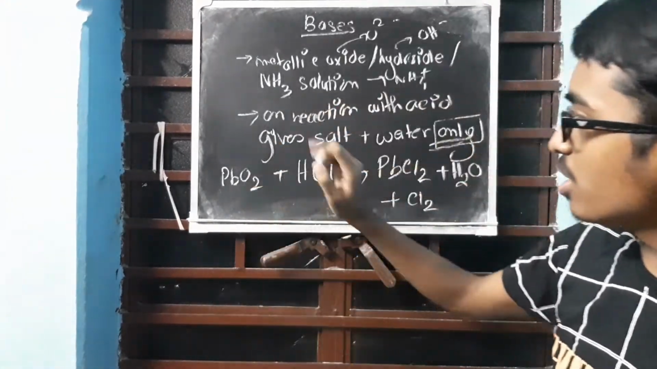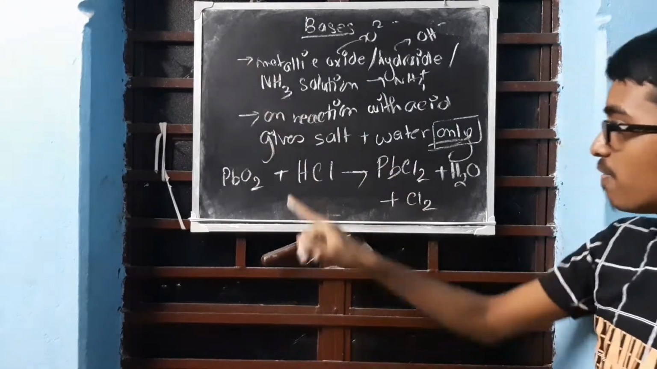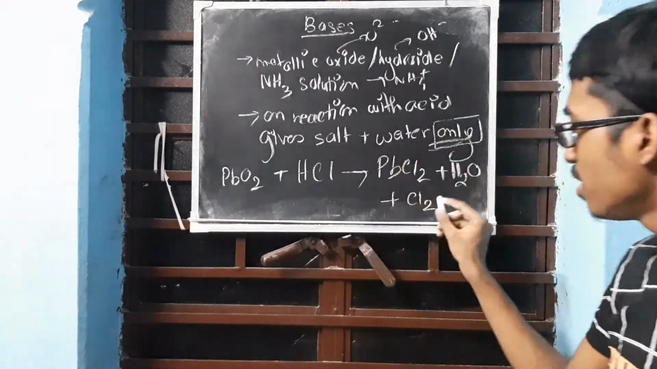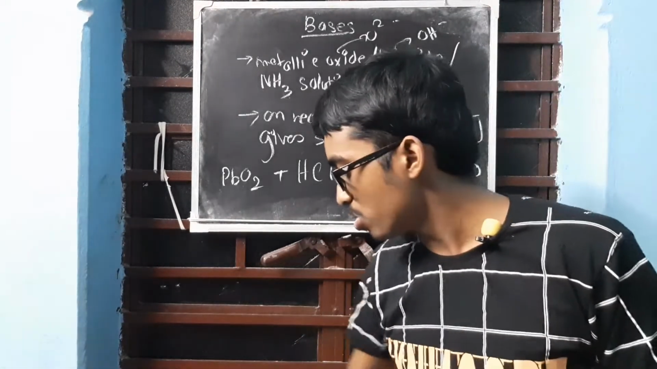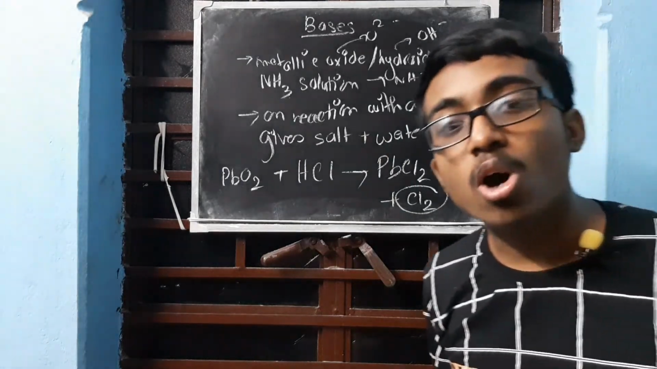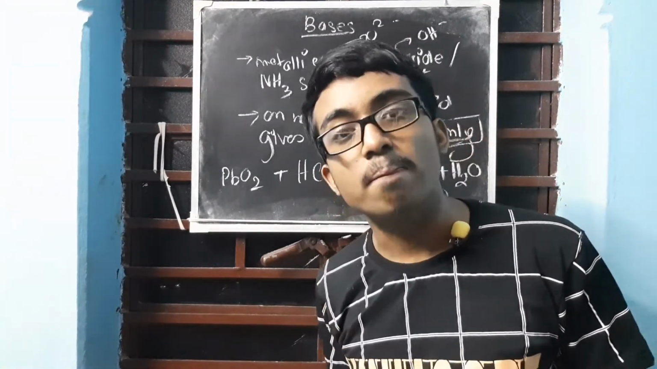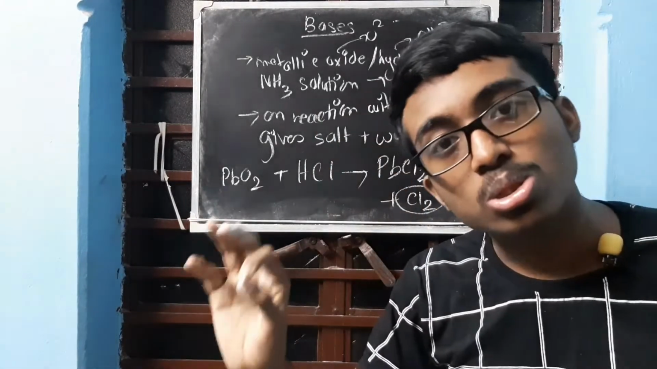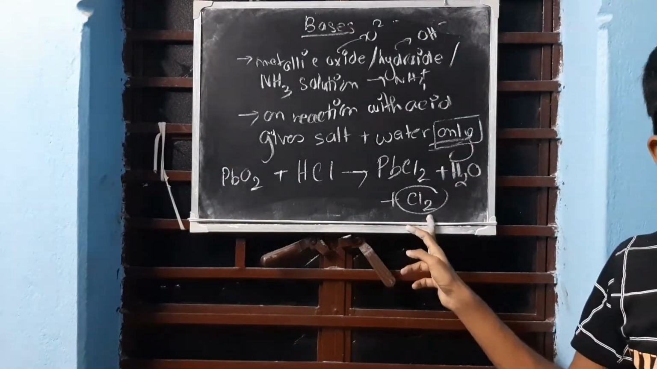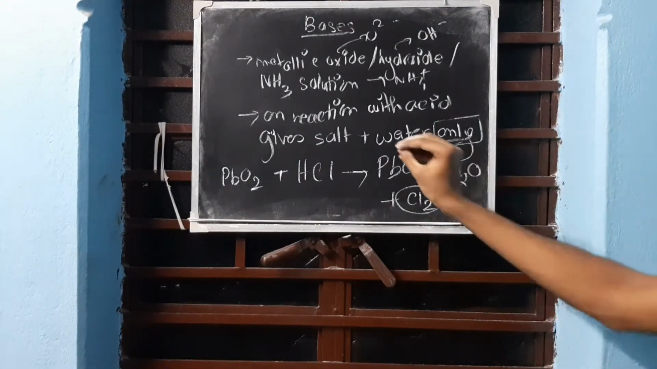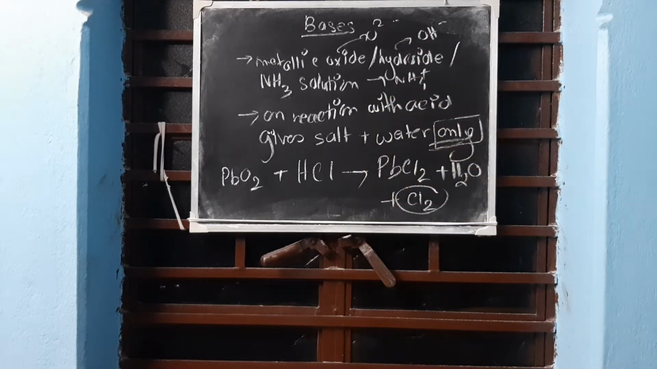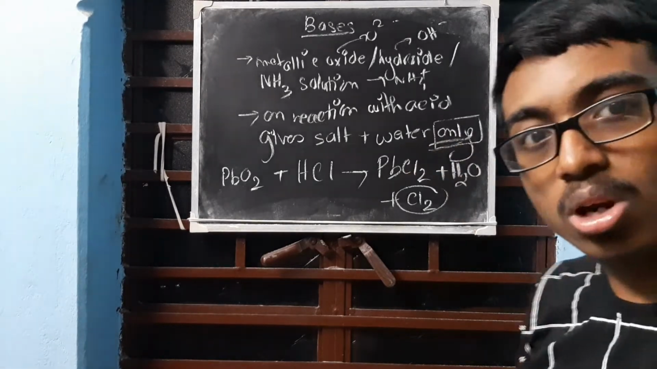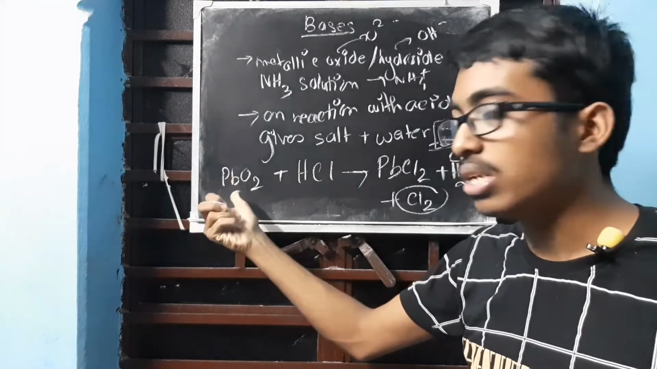Why? What is the definition saying? The definition says salt and water only. Is this chlorine a part of the definition given? No. This chlorine is extra, so an extra substance is being produced. So we will not consider lead 4 oxide as a base. Reason: only salt and water is not formed. Chlorine is also formed, which is an undesirable component if we abide by the definition. So this is not acting as a base.